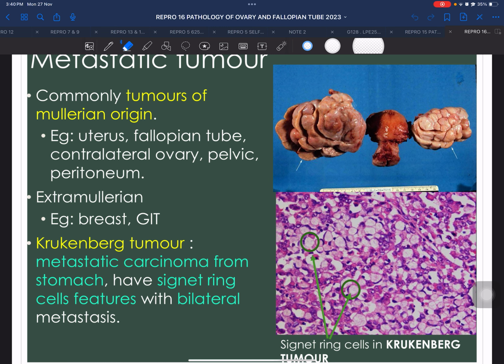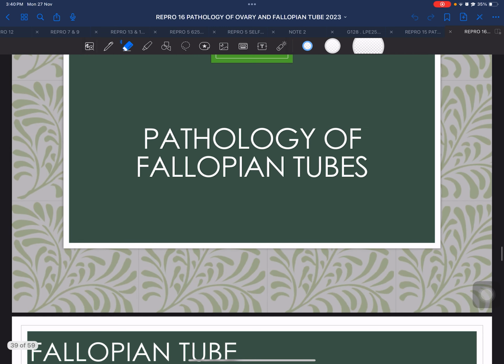Okay, so we have finished with the ovary. So we are going to look at the pathology of the fallopian tubes. So you have tubular structures that form the fallopian tube. You have two sides to it, left and right. And inside the tubes, you have the plicae, that are lined by the respiratory ciliated epithelium. All right.